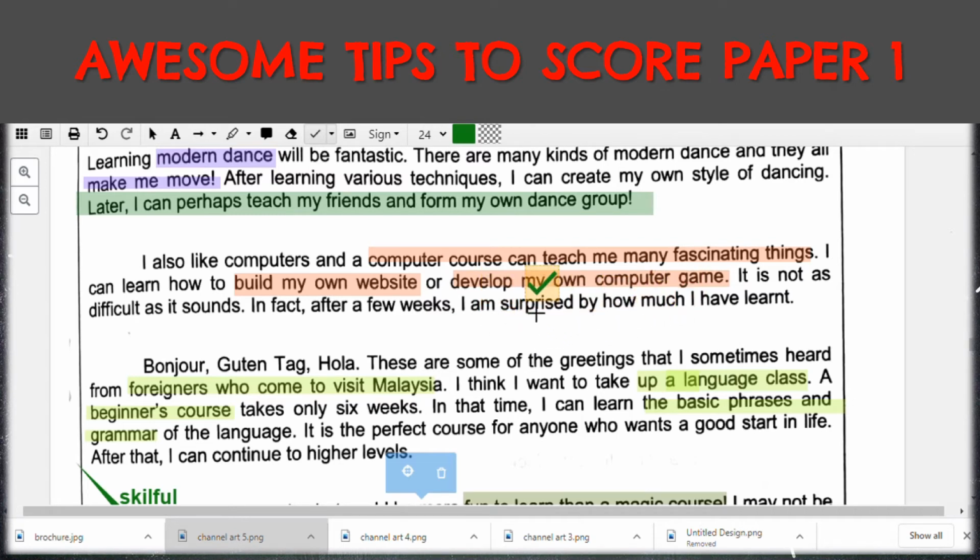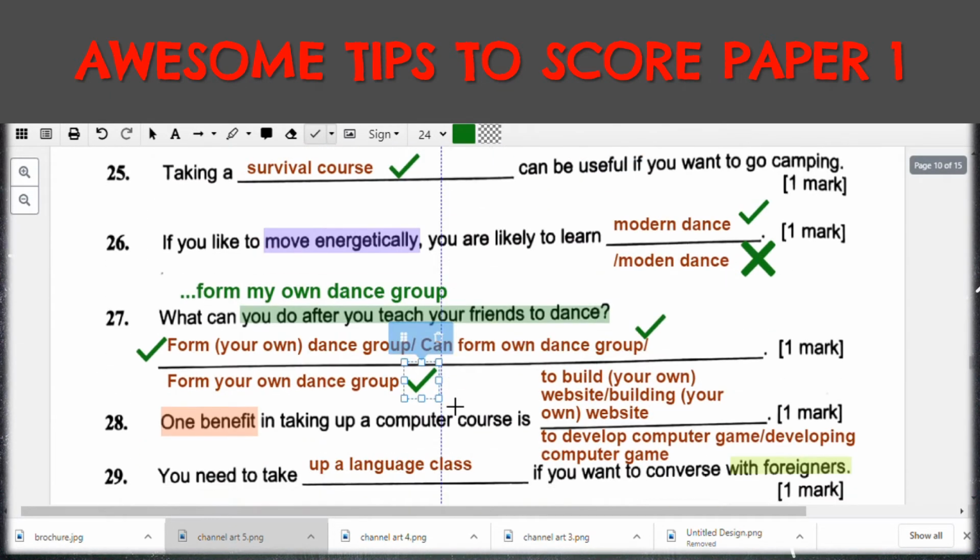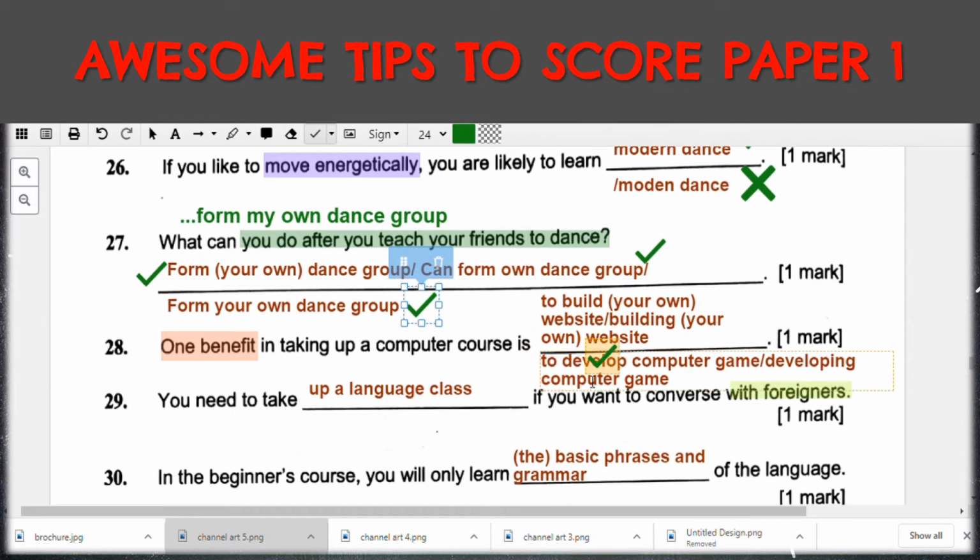So 1, 2, 3, 4, 5. Okay, but you can't write all. You only have to choose one because the question asks for only one. For question 28, you be careful. Take note of the grammar here. So one benefit in taking up a computer course is what? To build website, or to build your own website.